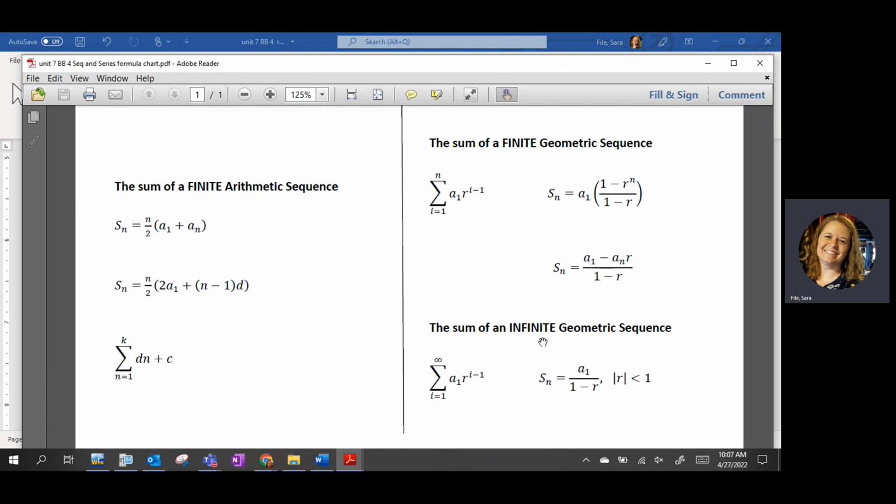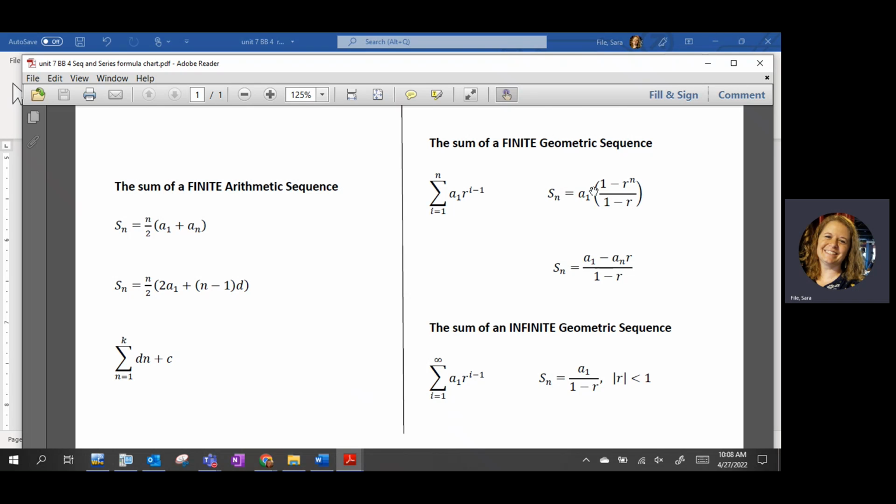And remember, for infinite, you can only find the sum if the ratio's absolute value is less than 1. If its R value is greater than 1, then you can't find the sum. The sum does not exist because it's a divergent series. It goes on forever to infinity or negative infinity.